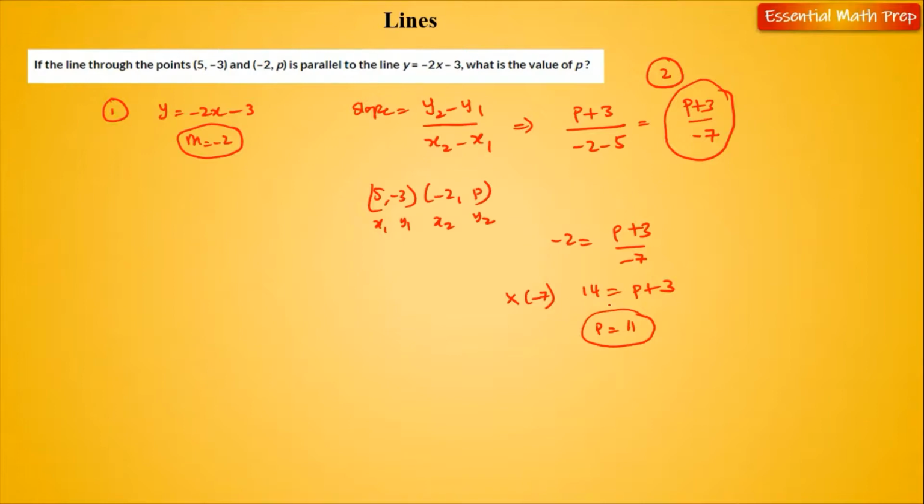P is 11. Now, they could have extended this problem by asking what is the equation. Then what do we do? That means y equals, you need to substitute the value of 11 here first. So it's 11 plus 3 is 14. 14 over negative 7 is negative 2. So that means it's -2x plus c. You can just leave it as it is, right? Because we don't know what the line is going through. I guess you can go ahead and substitute one of these values in here and determine the intercept and substitute it back in, but you can also leave it here.